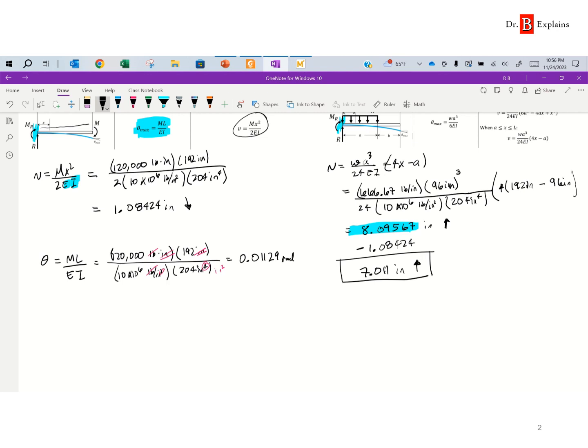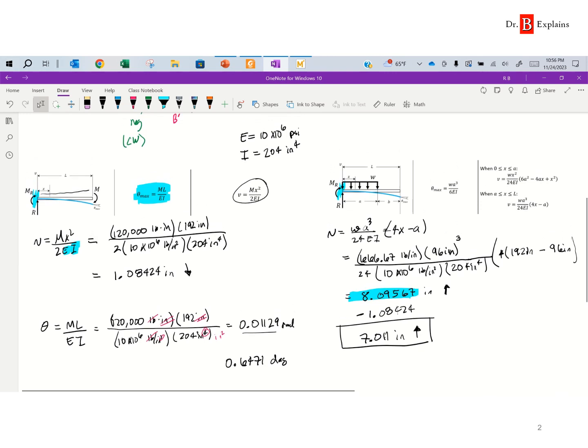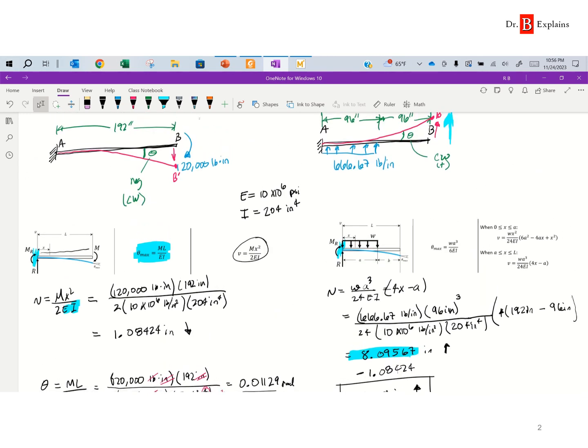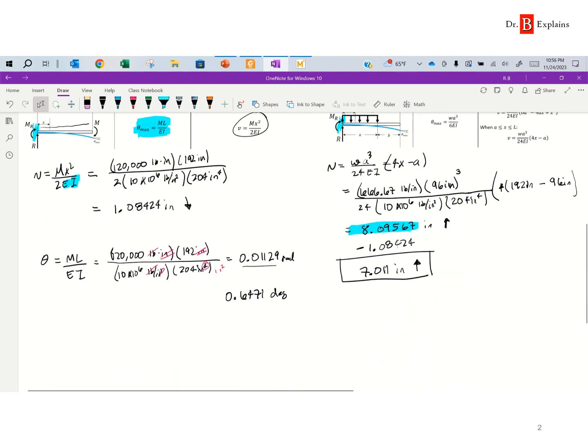radians. And remember, we can take that number and convert it to degrees by multiplying times 180 and then dividing by pi. So when we go ahead and do that, we get that the angle is 0.6471 degrees. Now, what is the orientation? Again, from our elastic curve over here, we can see that that angle theta is going to be negative or clockwise, right? So it's in that direction, clockwise.